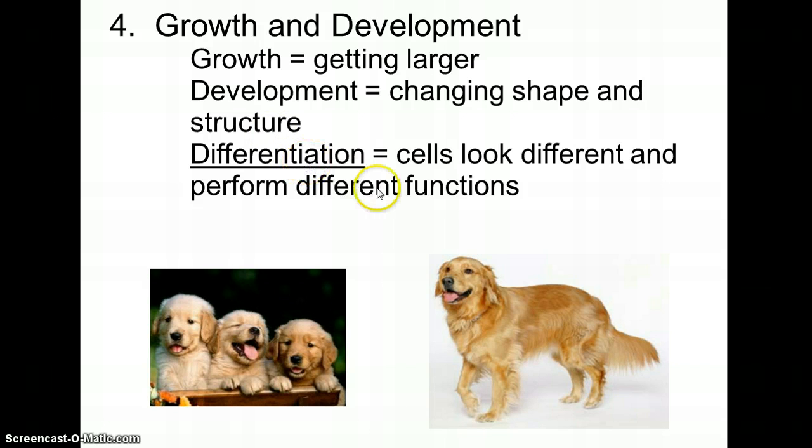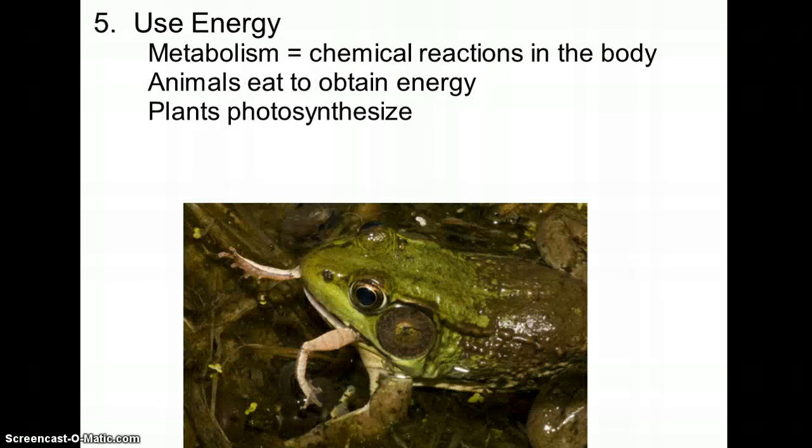Differentiation, cells are going to look different. So on this golden retriever, his hair cells are going to look different than his taste buds and his brain cells. They're going to have different functions, even if they all have the same DNA. And yes, plants do this as well.